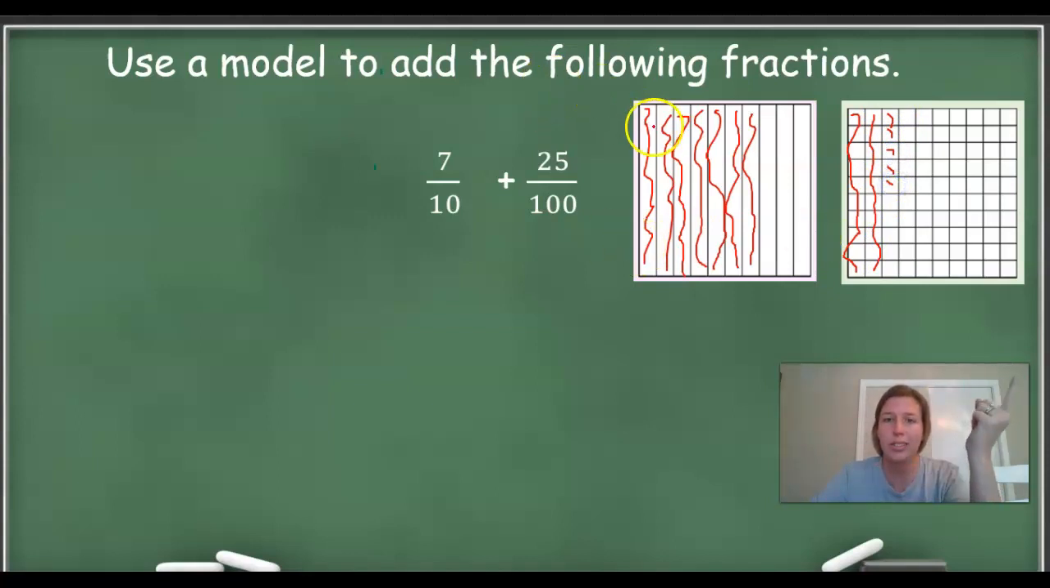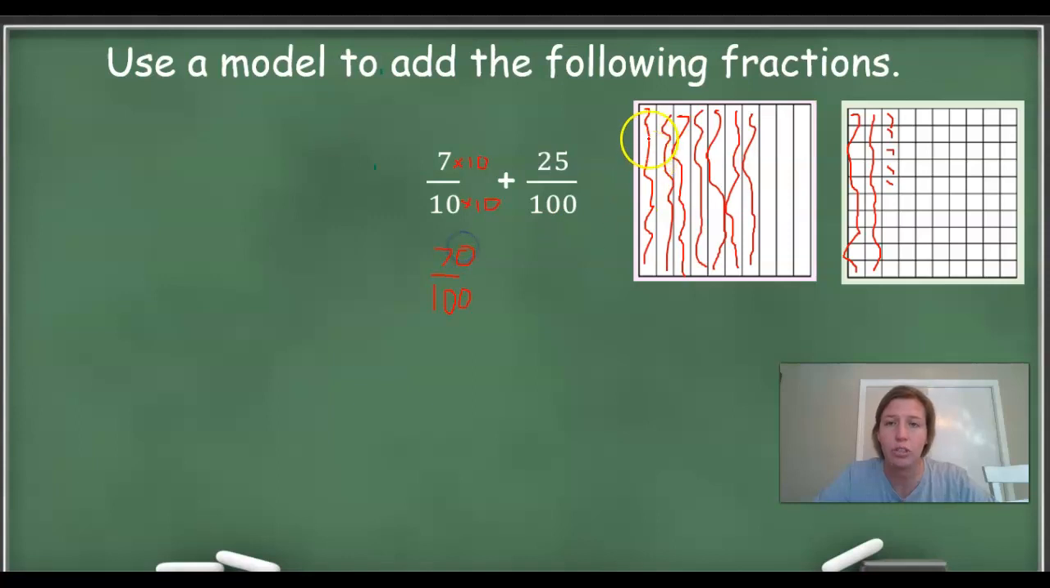Now, we need to make these into the same denominator. If I had 7 tenths, 7 tenths would equal how many hundredths? If I were to change this into hundredths, all you have to do is take 10 and times it by 10. 10 times 10 gives you 100. Whatever you do to the denominator, you have to also do to the numerator. So 7 times 10 gives you 70.